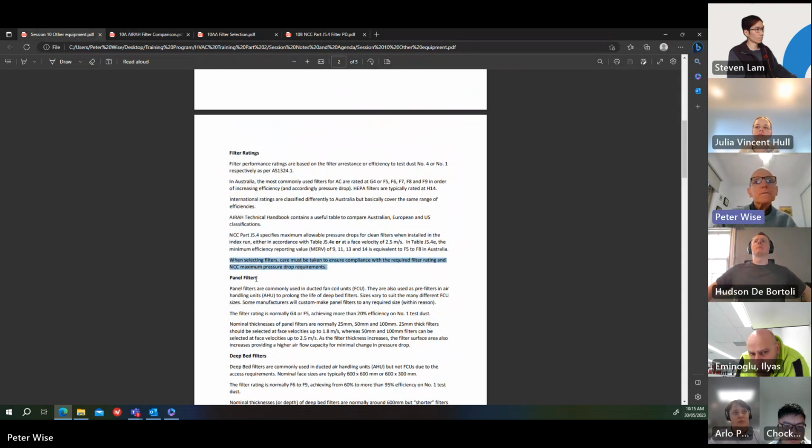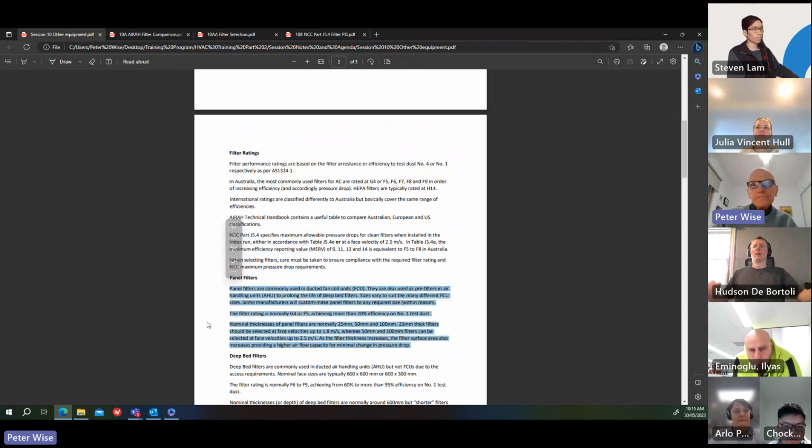Okay, we'll talk about panel filters, commonly used in ducted fan coil units, and also used as pre-filters in air handling units to prolong the life of deep bed filters. So you have two filters in series, panel filter and the deep bed. Sizes vary to suit the many different fan coil unit sizes, and some manufacturers will custom make panel filters to any size you want within reason.